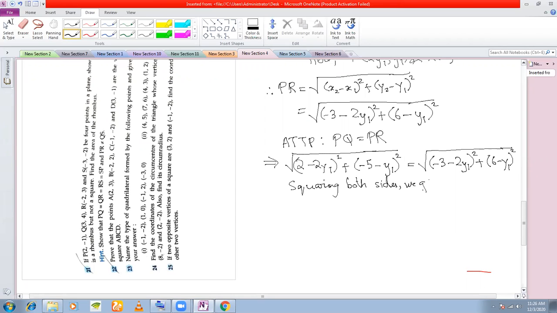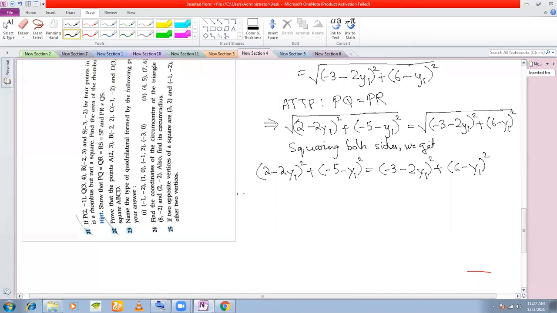We get the radical removed, so you simply get (2 minus 2y1) whole square plus (minus 5 minus y1) whole square is equal to (minus 3 minus 2y1) square plus (6 minus y1) square. Now we shall solve for y1 here. Let's see what comes. There are certain things to realize here once again, just as I had told you in the last problem.